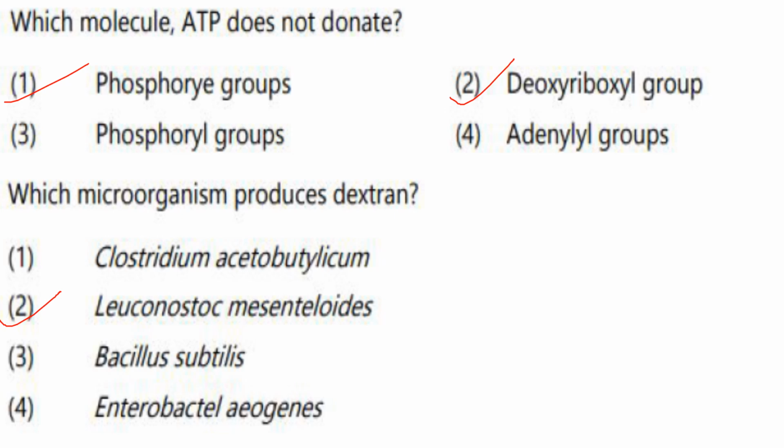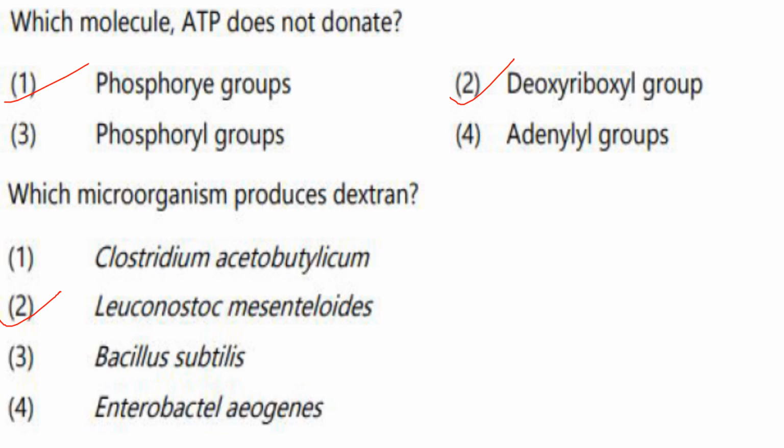Which molecule does ATP not donate? ATP structure has an adenine, that is the base, a ribose sugar and 3 phosphate groups, that is alpha, beta and gamma. And ATP donates phosphoryl groups, that is gamma phosphate, and adenyl groups, that is AMP, during ATP hydrolysis. Deoxyribosyl group is a component of the DNA sugar phosphate backbone, so it will not be able to donate deoxyribosyl group.